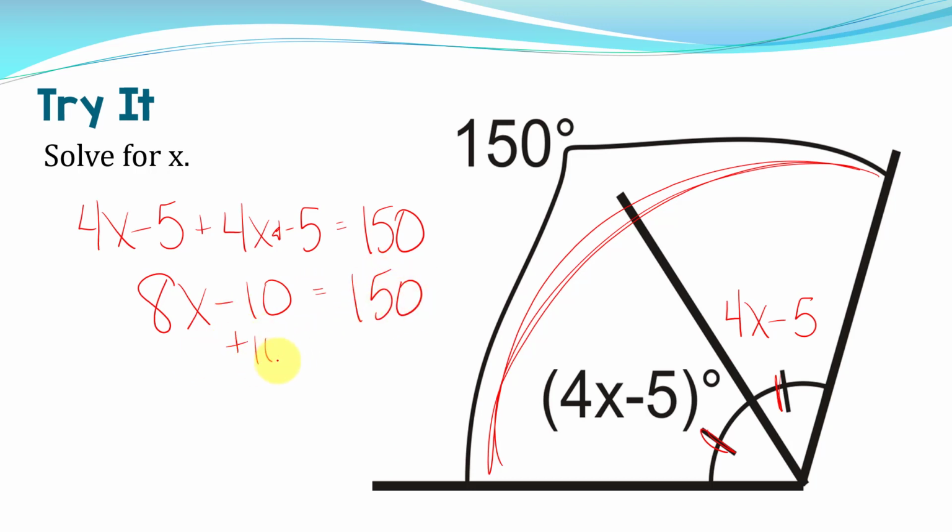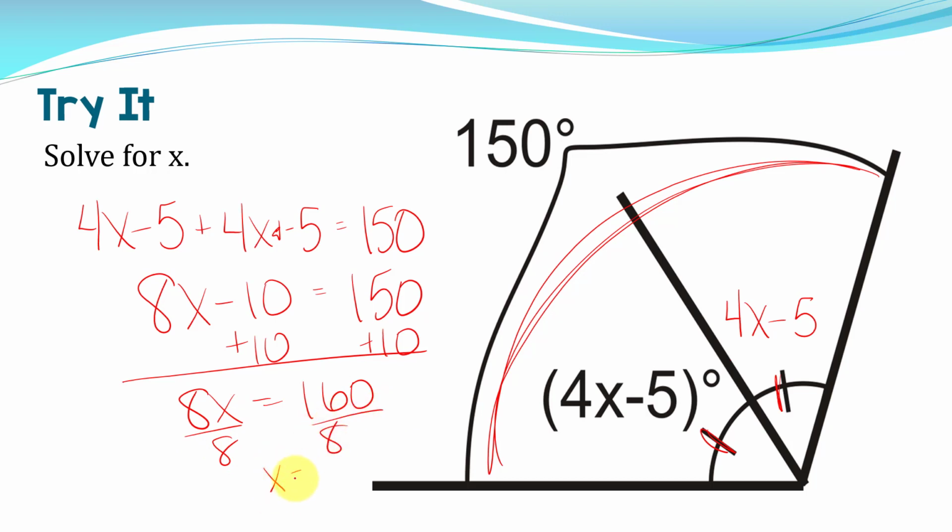Add 10 to both sides. I'm just solving the algebra. 8x equals 160. Divide by 8, and x equals 20. And all you were asked to do there is solve for x.